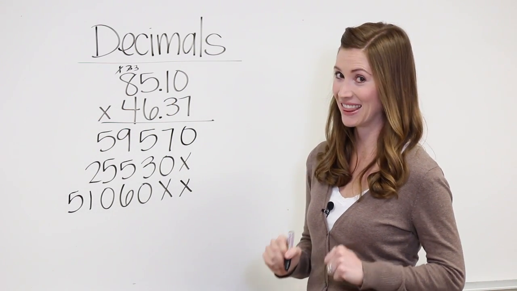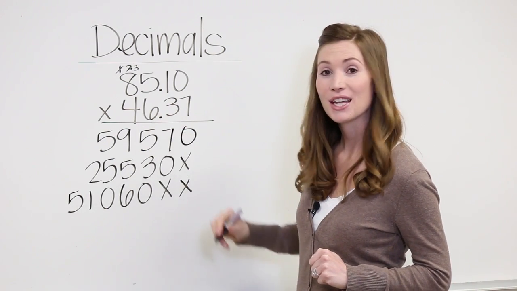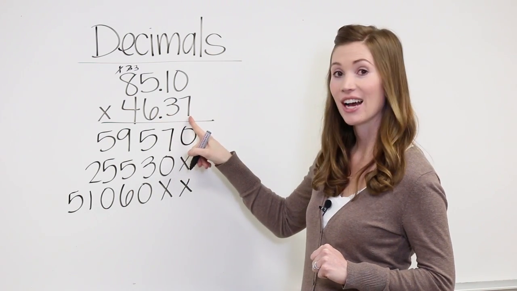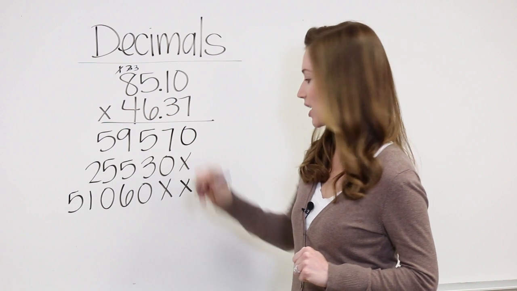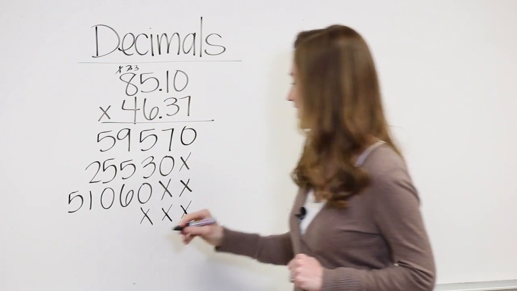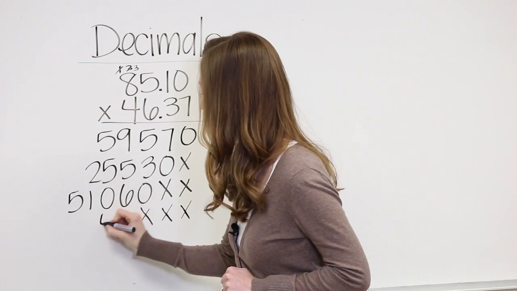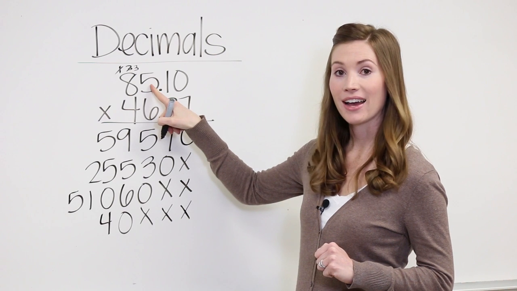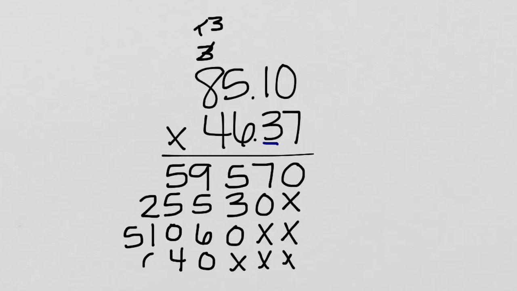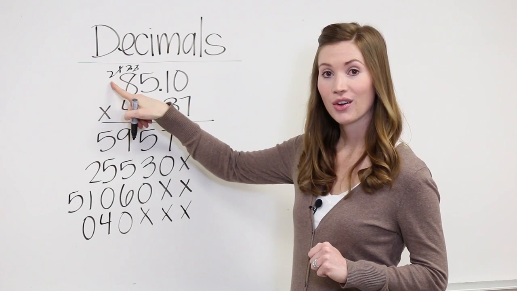Okay, are you ready? One last step. Here we go. We've done our two placeholders. Now we need to put three placeholders because we've taken care of our hundredths, our tenths, and our ones. 1, 2, 3. 4 times 0 is 0. 4 times 1 is 4. 4 times 5 is 20. We write the 0. We carry the 2. 4 times 8 is 32, plus 2 is 34.